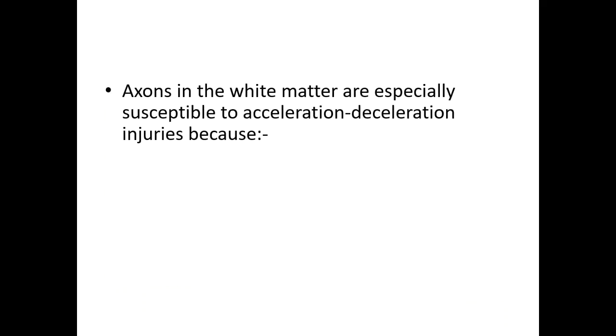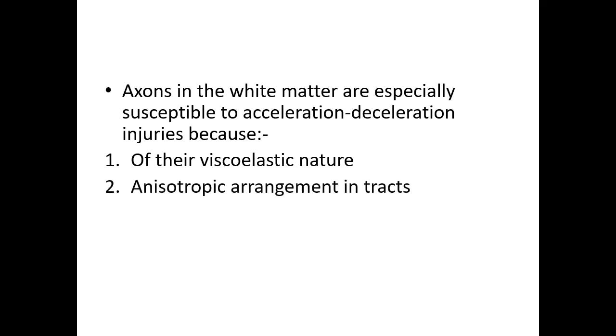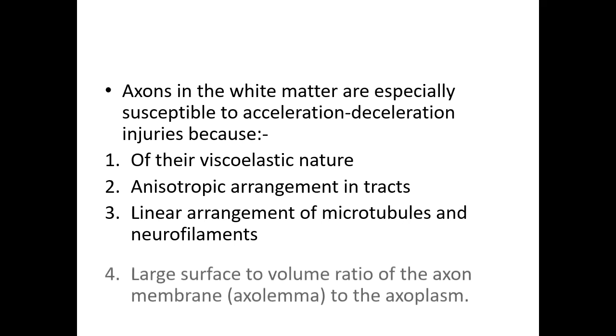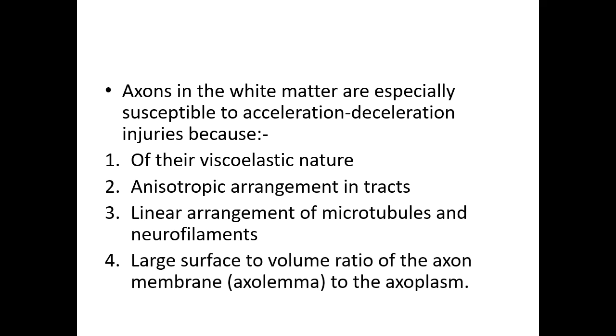Axons in the white matter are especially susceptible to acceleration or deceleration injuries. But why? This is because of their viscoelastic nature, anisotropic arrangement in the tracts, linear arrangement of the microtubules and neurofilaments in the white matter, and a large surface to volume ratio of the axon, or rather the axonal membrane or axolemma to the axoplasm.